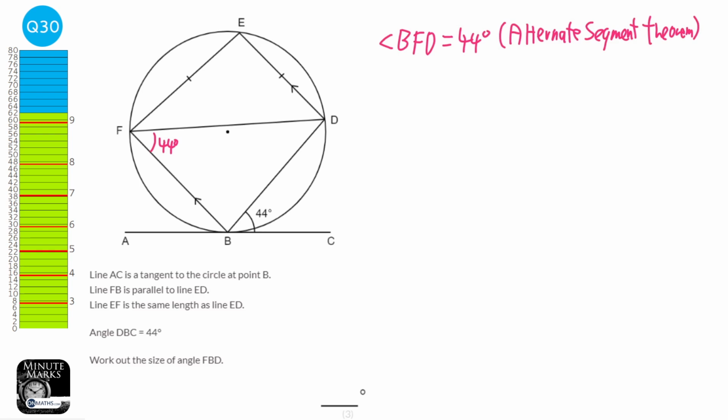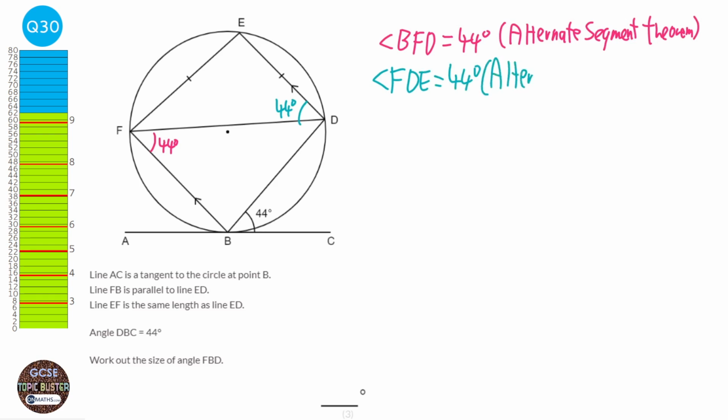Now next I noticed that we've got a set of parallel lines here, and we've got a line going through them, and so the 44 degrees there is going to be equal to this one here, and so this is going to be 44 degrees. So we say angle FDE equals 44 degrees, and the reason this time is alternate angles, put the E in, angles, and again you have to use the word alternate.